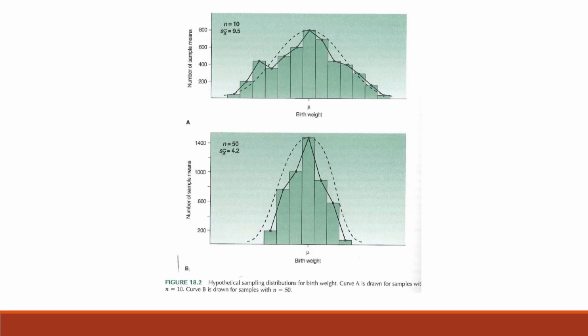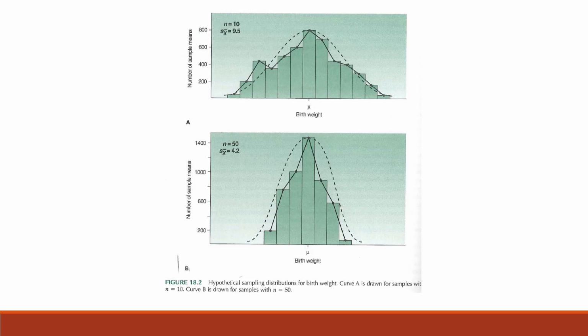The curve in Figure 18.2a represents a hypothetical sampling distribution formed by repeated sampling of birth weights, with samples of n equal 10. The means of such small samples tend to vary, and in fact, we see a wide curve with great variability. The curve in Figure 18.2b was constructed from the same population, but with samples of n equal 50. These sample means form a narrower distribution curve with less variability and, therefore, a smaller standard deviation.